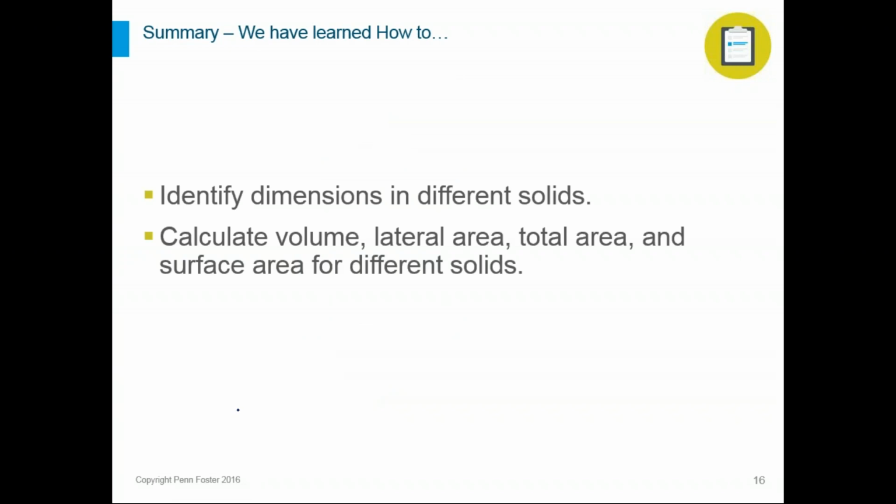That brings us to the end of the math part in my webinar. Today we did look at the dimensions of different solids: axis, slant heights, the height or the altitudes. We knew how to then define them on a figure. We also did some problems about volume, lateral area, total area, and surface area for different solids.